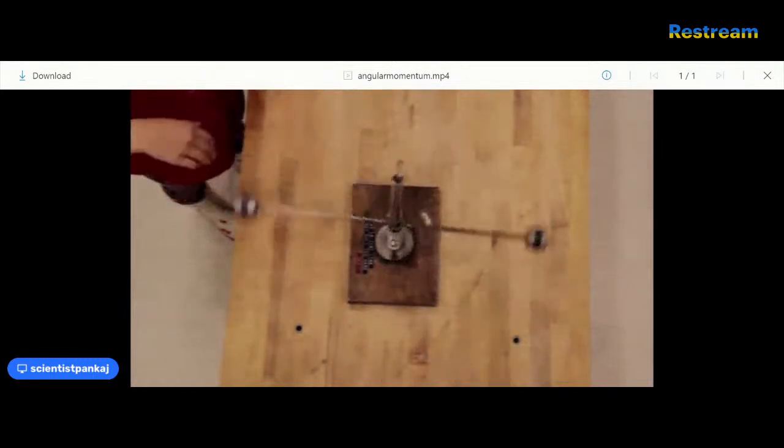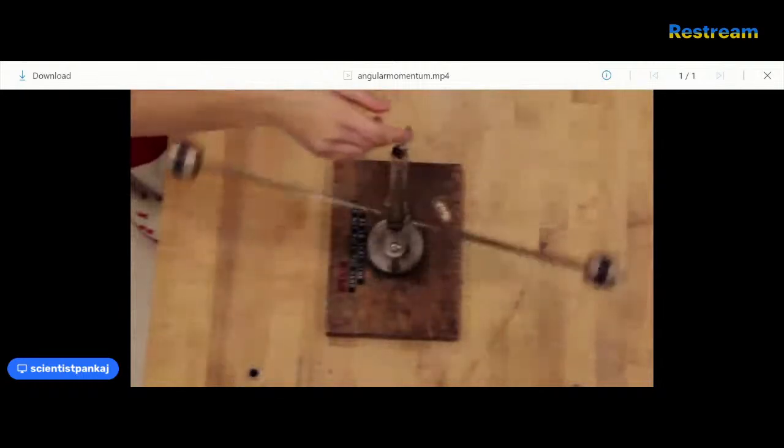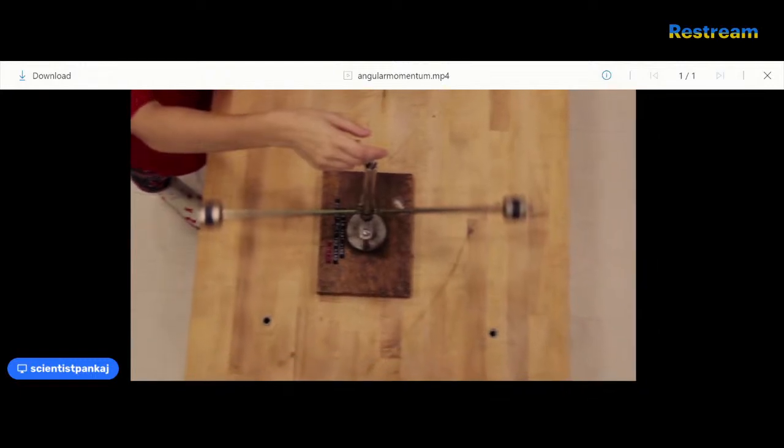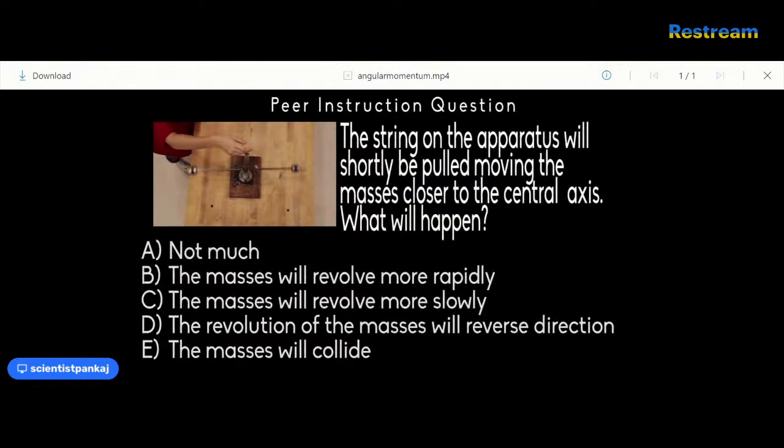Let's start by placing the masses in motion so that they have angular momentum about the central axis. We can then pull the cord, which will move the masses closer to the axis of rotation. Let's first explore our understanding of angular momentum with a pure instruction question. The string on the apparatus will shortly be pulled, moving the masses closer to the central axis. What will happen?